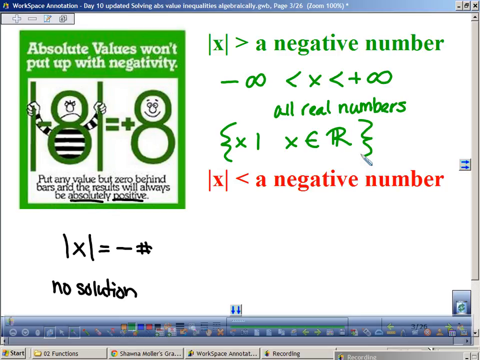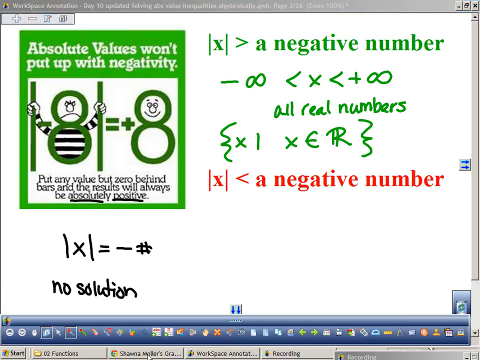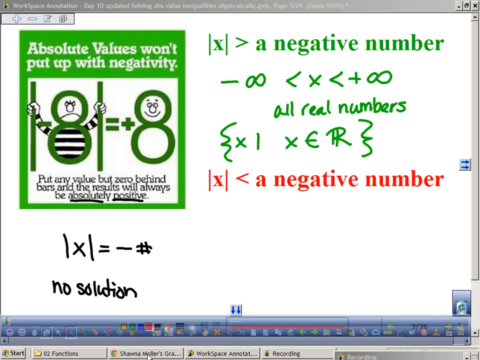Okay, so let's talk about a negative number. Sorry, let's talk about less than. So with less than, any positive number, can any positive number be less than a negative number? Think about it. If it's positive, can it be less than negative? No. Any positive number cannot be less than a negative number, so this one is no solution. So we need to talk about that with your graph.